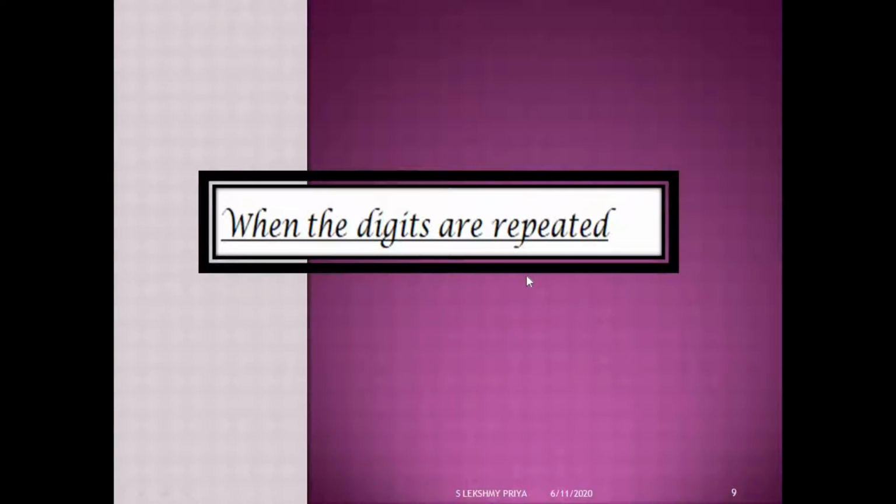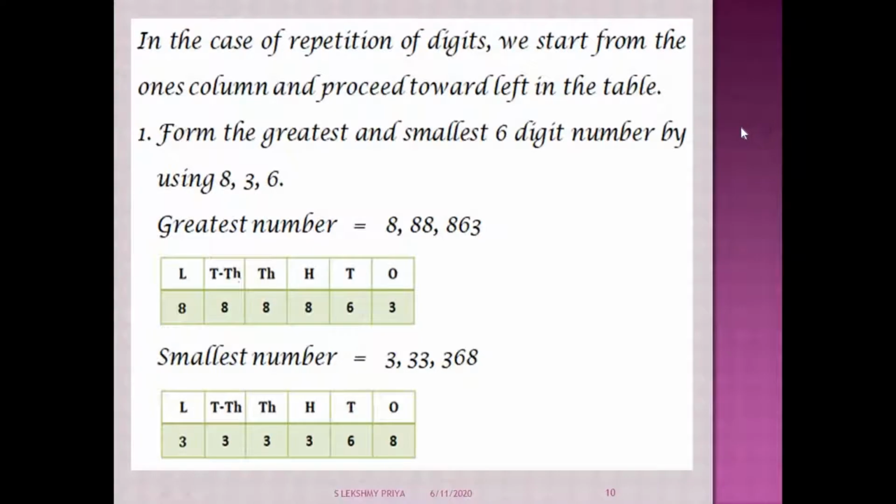Let's form the greatest and the smallest number when the digits are repeated. In the case of repetition of digits, we can start from the ones place, or the right side of the number, and proceed towards the left. So let's see one example. Form the greatest and the smallest 6-digit number by using 8, 3 and 6.